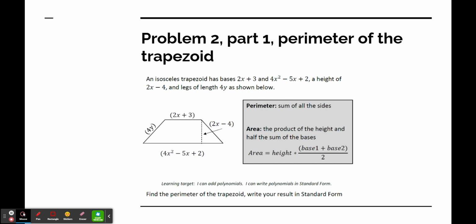The perimeter is just the sum of all the sides. Now, because that 2x minus 4 is not one of the sides, it's the height of the whole thing, you're not using that polynomial. You're adding the 4y for both slants, so you're going to need 2 of those. And then the top and bottom bases are your 4 sides. You should only be adding together 4 things. So take a few minutes, pause the video, and we'll take a look at the answer in a second.